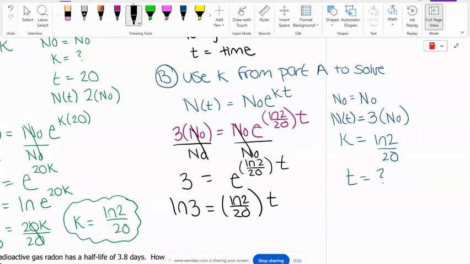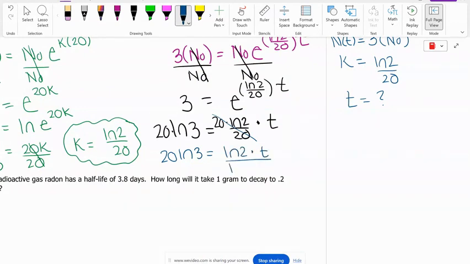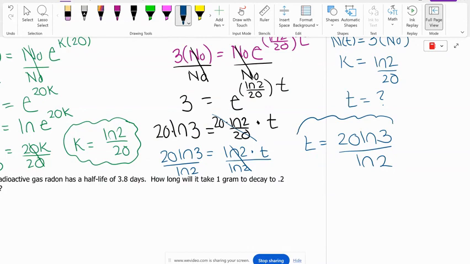It's probably easier to do this in phases. If I took these parentheses away because it's just multiplication anyway, I can multiply by 20 on both sides to cancel these out. So then I have 20 ln of 3 equals ln of 2 times t. And then I could just divide by the ln of 2. So t will equal 20 times the ln of 3 over the ln of 2. And this is what you're putting into your calculator.